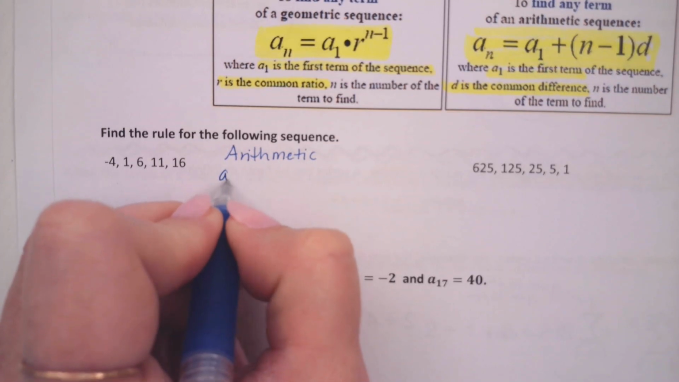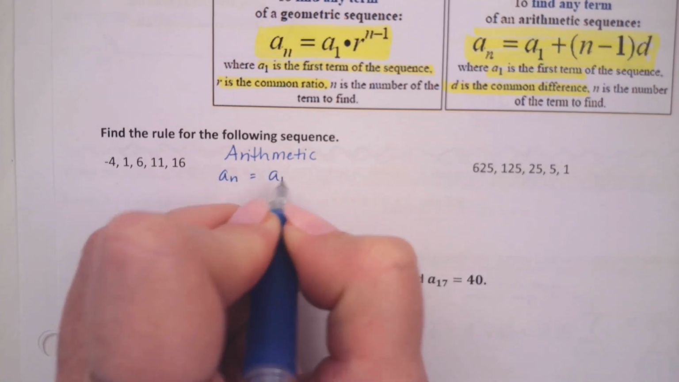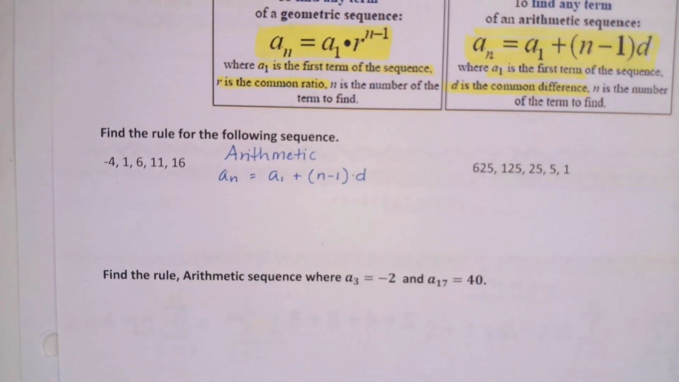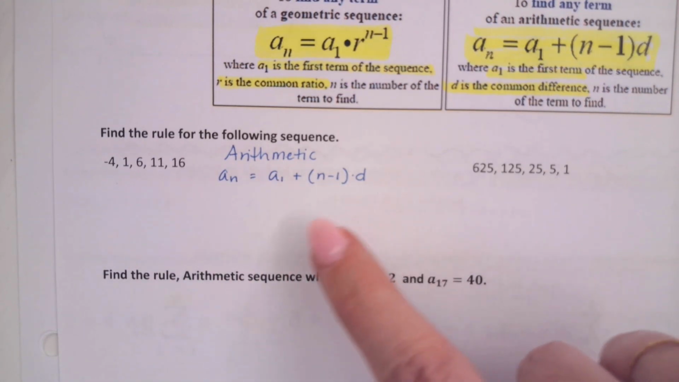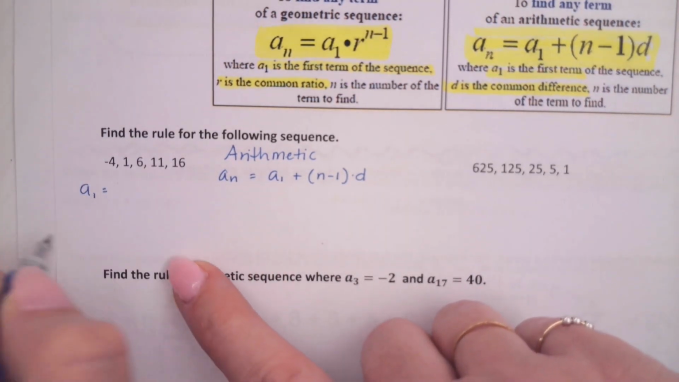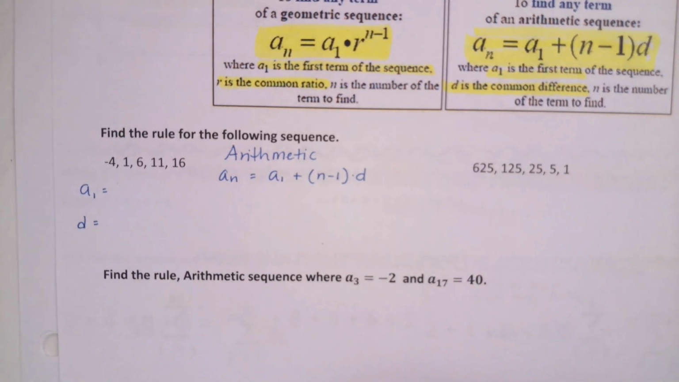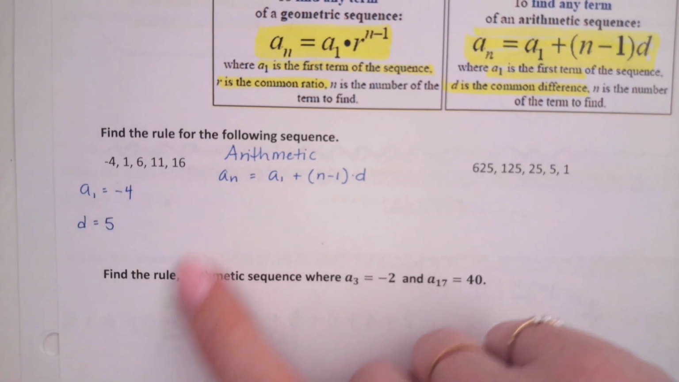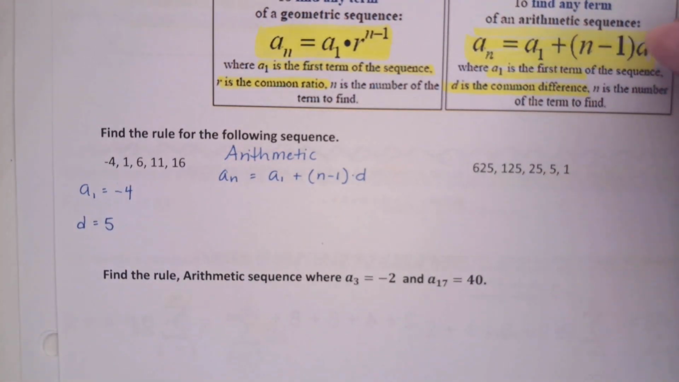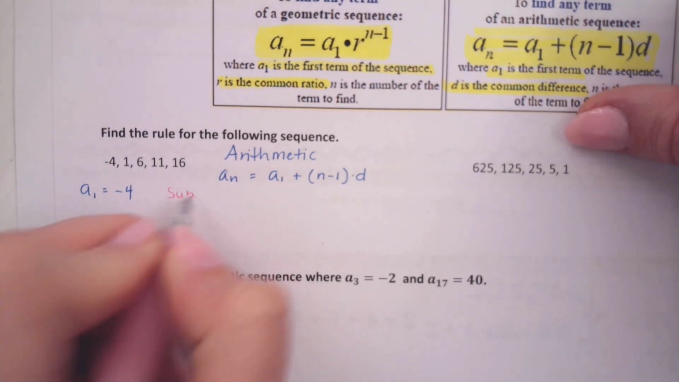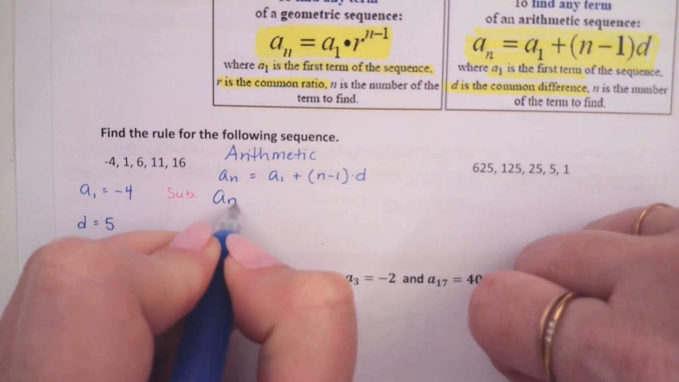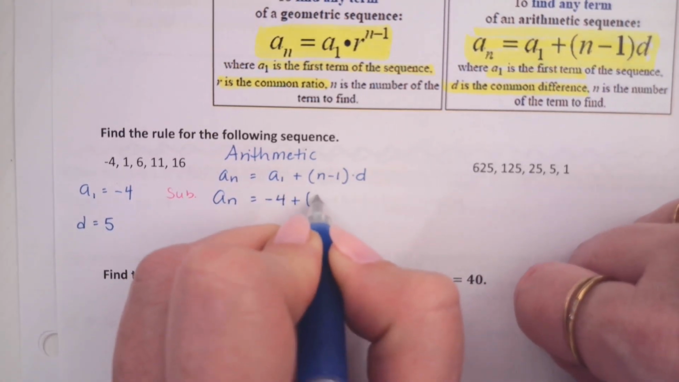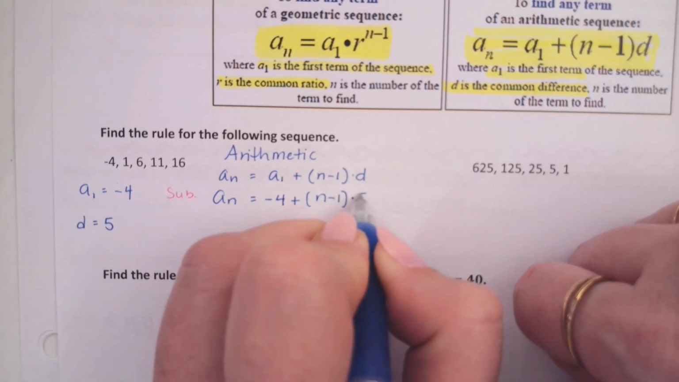Okay, so for arithmetic, we'll need the equation an equals a1 plus n minus 1 times the common difference. So the two things we need to write this equation, we need the a1 and we need the common difference. The common difference is 5, and the a1 is -4. And so we're going to take those two numbers and we're going to substitute them in. We'll have an, which is just like a y equals -4 plus n minus 1, which is kind of like an x minus 1, times the common difference, which is 5.